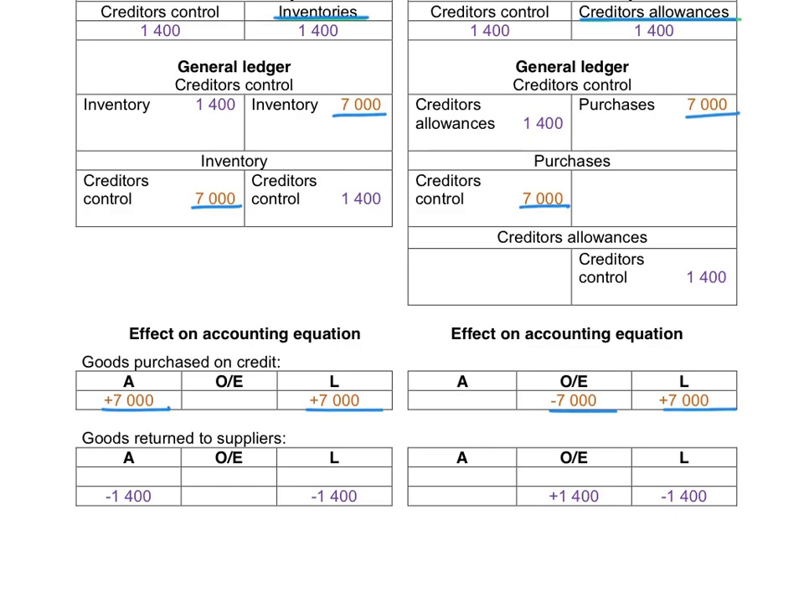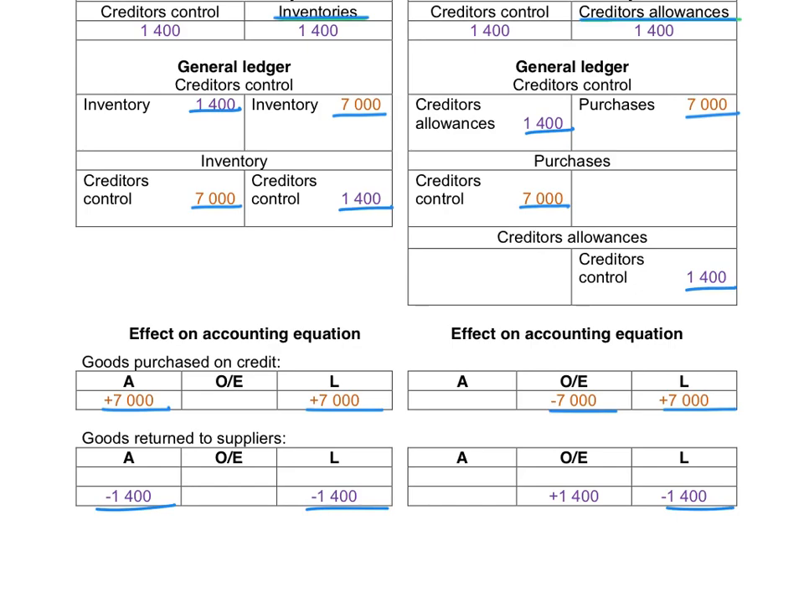For the goods returned, we will indicate that the creditors will decrease with 1,400, so liabilities decrease with 1,400. That is done in both methods. In the perpetual system, we will indicate that the asset for inventory decreases with 1,400, so assets decrease with 1,400. In the periodic system, we open a creditors allowances account when we return goods, and we credit it with 1,400.